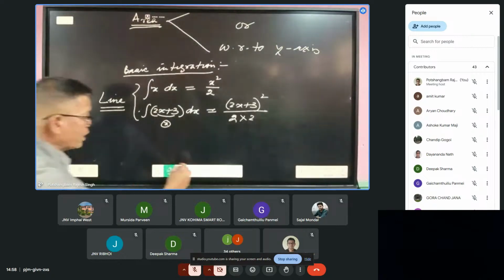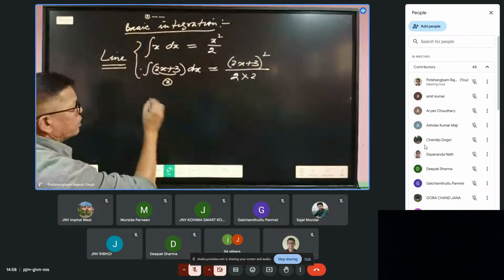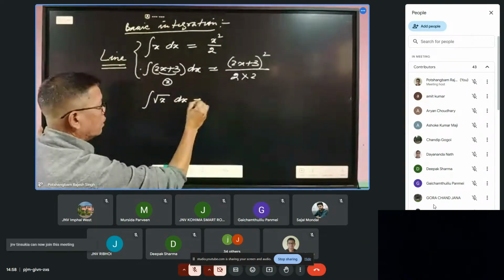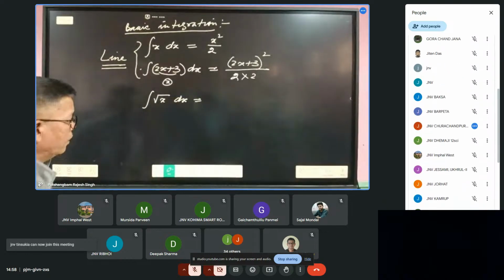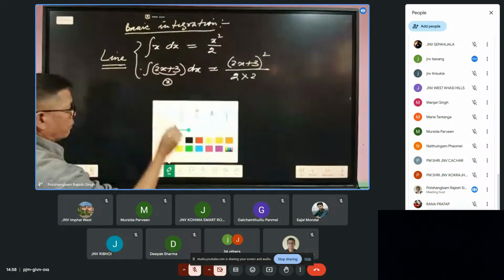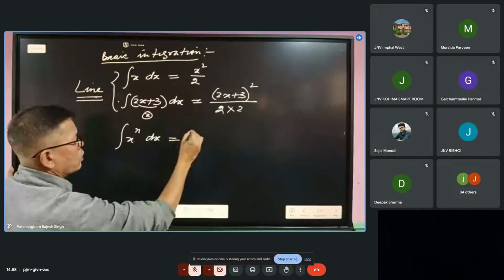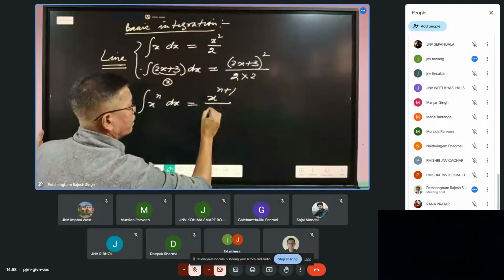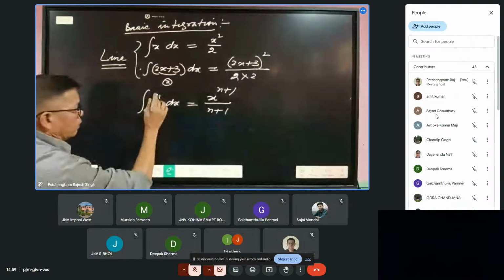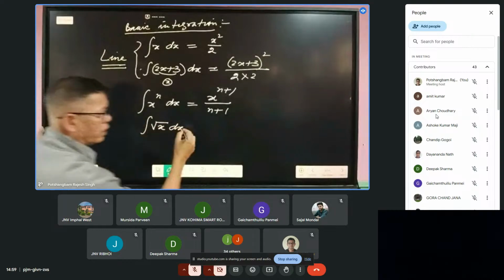Okay. The second thing I would like to discuss is the integration of root x. So, the integration of root x. Actually, before this, what about the integration of x to the power n? This is x to the power n plus 1 divided by n plus 1. And then by using this you can integrate root x. How can you integrate this?